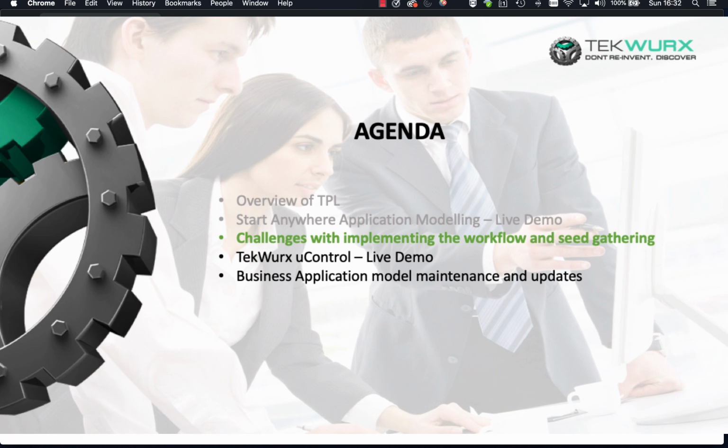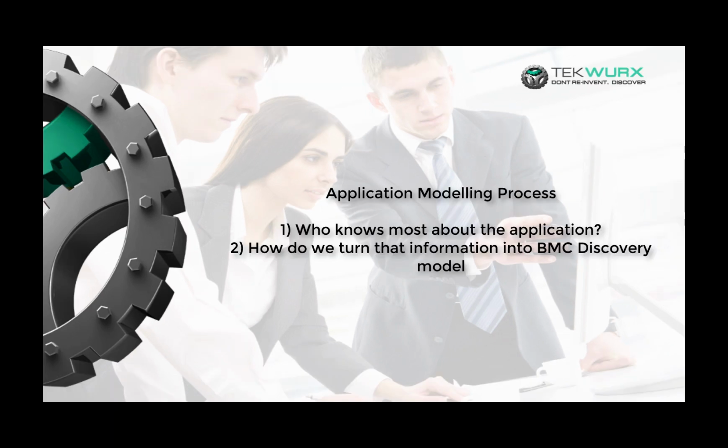And for that process, there are 2 questions that we need to ask. The first question being, who knows most about the applications? Now, obviously I knew information about the TekWurx Confluence one, but if I was in a site with 1,000 applications, I'm not going to know all of the information. So I'm going to need to be talking with people who know the content or the structure of those applications across those environments. And second of all, if I'm not the guy who knows all of that, how do we get that information? How do we turn that information into a model inside of BMC Discovery?